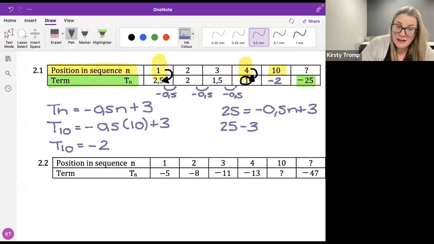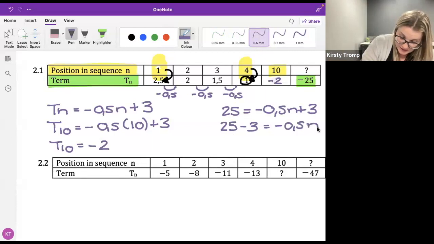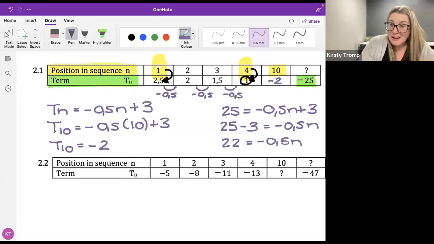So 25 minus 3 is equal to negative 0.5n. 25 minus 3 gives me 22 equals negative 0.5n. And then on my calculator, I'm going to say 22 divided by negative 0.5.